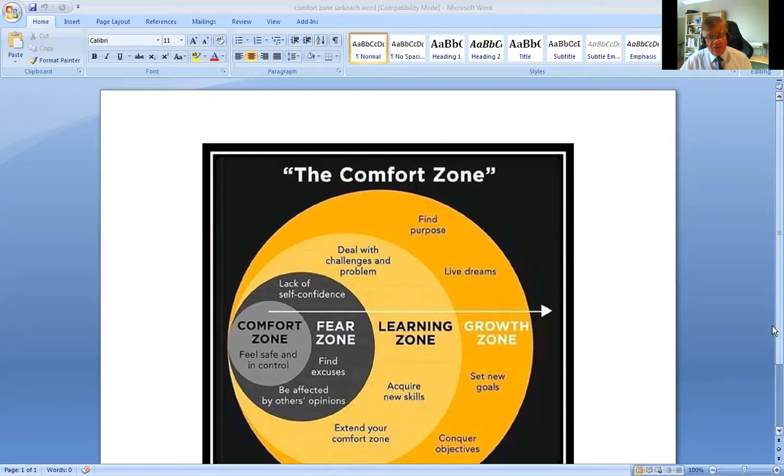We talk a lot about what's just beyond the comfort zone, which is obviously, as you can see by the diagram, the fear zone, where people lack confidence, they find excuses, and they're affected by others' opinions. One of the most rewarding moments I can have in a class is when I'm assessing a student and I can identify where they've actually stepped beyond their fear zone into a learning zone, where they've acquired new skills, where they've extended their comfort zone and they've dealt properly with challenges and problems. And obviously moving into the growth zone, where they can set new goals and where they can live their dreams, is the objective. But just getting them past that fear zone is really a good challenge.